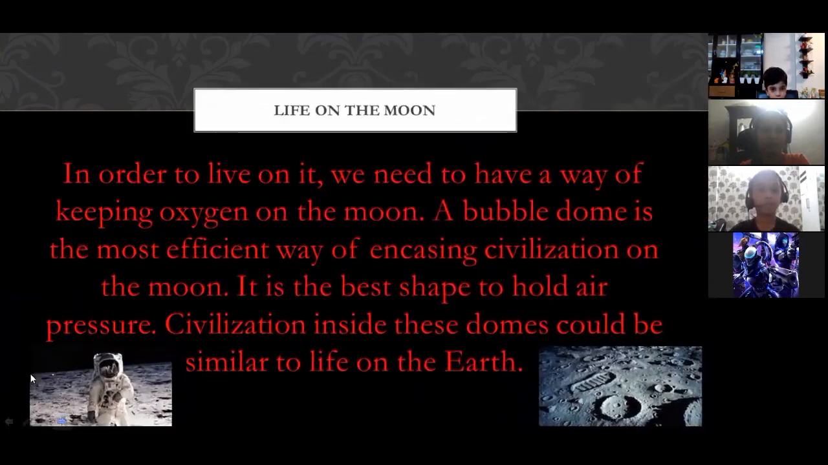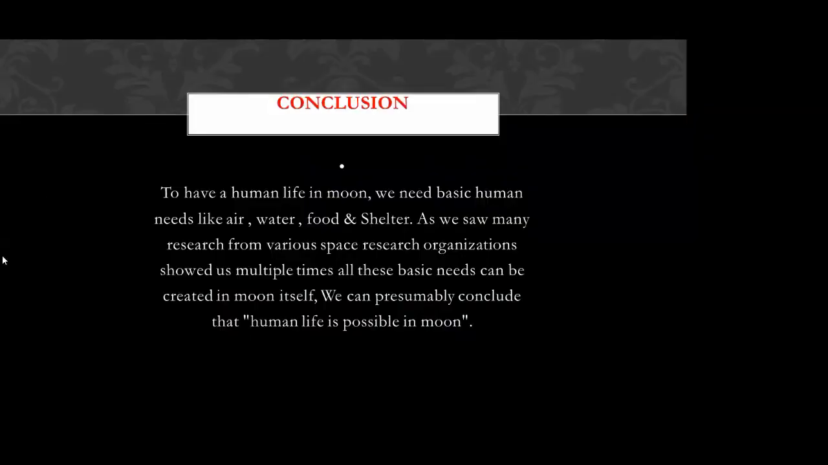Life on the moon. In order to live on it, we need to have a way of keeping oxygen on the moon. A bubble dome is the most effective way of enhancing civilization on the moon. It is the best shape to hold air pressure. Civilization inside these domes could be similar to life on Earth. Over to Pavitran.